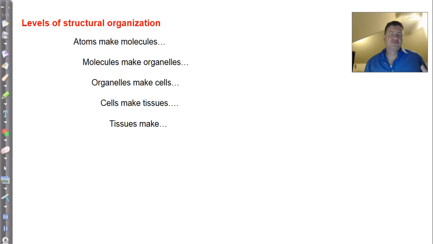looking at, or reminding ourselves of, the levels of structural organization. When we talk about this, we mean there's a hierarchy, a system of steps, if you will. We can go from the simplest, most elemental things like atoms, all the way up to the organism itself. Atoms make up molecules, molecules make up organelles, which are parts of cells, etc.